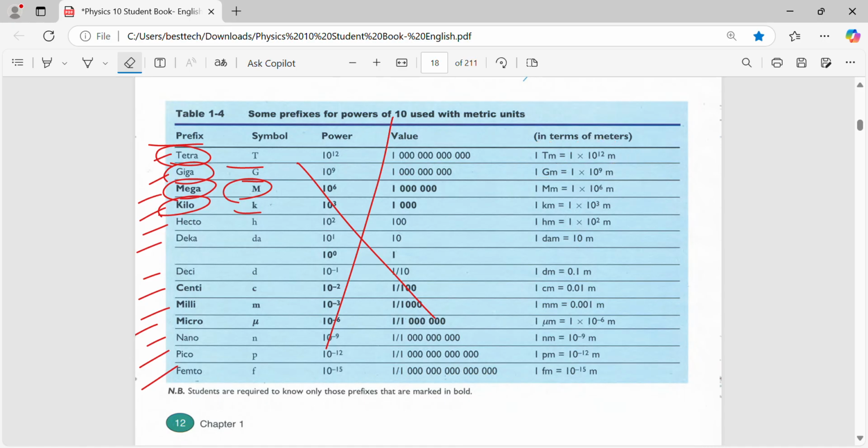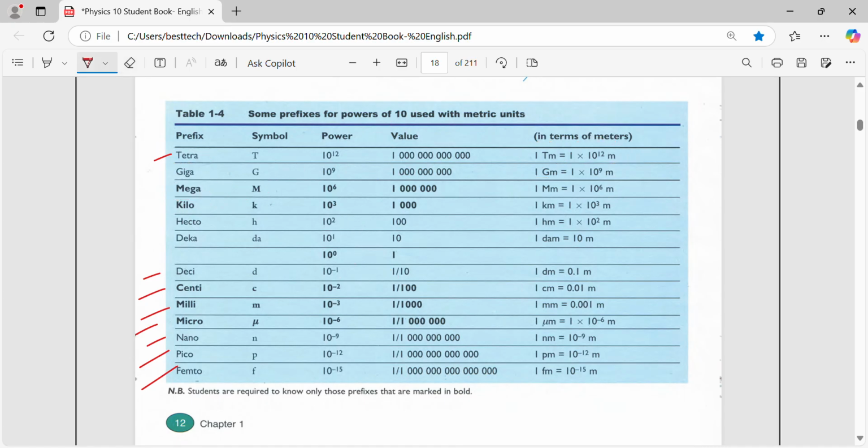Let me erase it. Okay. And 1 hectometer, we don't need this one too, guys. Just remember the power. 1 hectometer equals 10 power 2 meter. And 1 deca is equal to 10 meter. This is all about the power if it's positive. What if it's negative? 1 decimeter equals 0.1 meter.